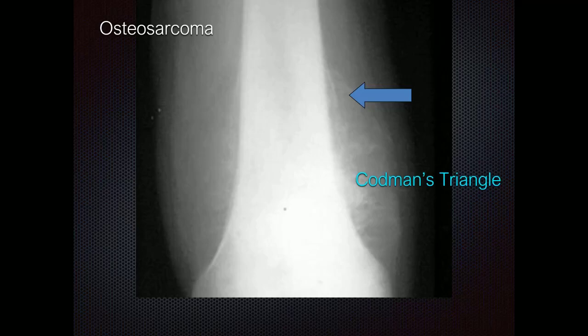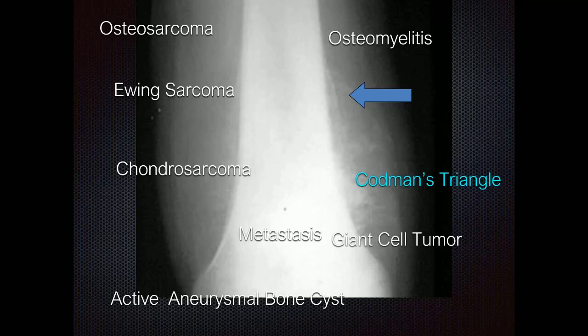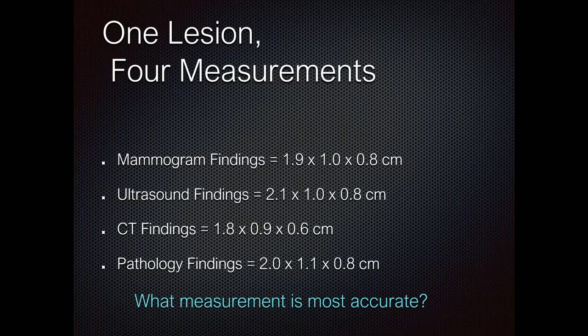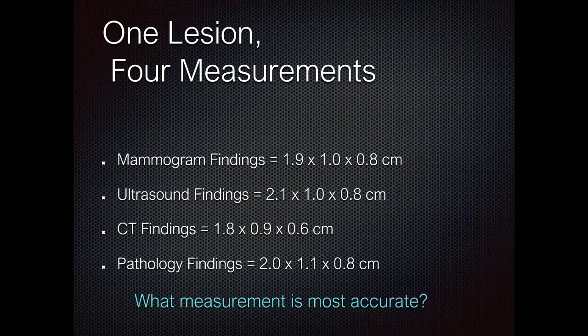So usually you'll hear about osteosarcomas and they'll have a Codman's triangle, which is absolutely true, they do. However, you also see that in Ewing sarcomas, and in osteomyelitis, and in aneurysmal bone cysts, giant cell tumors, chondrosarcomas, metastasis. So you can see there's a wide range of diagnoses that could be associated with just that one feature. So we can't just simply rely on the radiograph. We have to actually go in and biopsy the tissue to see which one of these many diagnoses this particular occurrence can be.